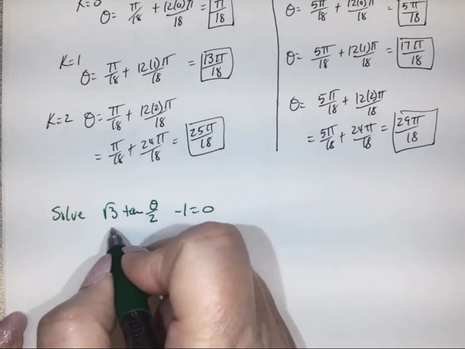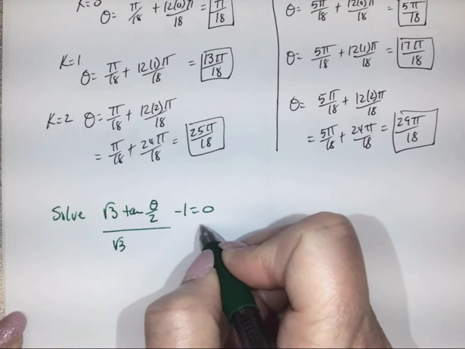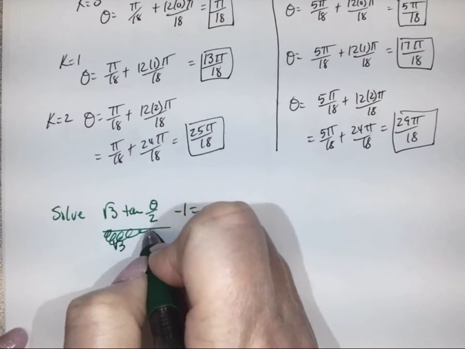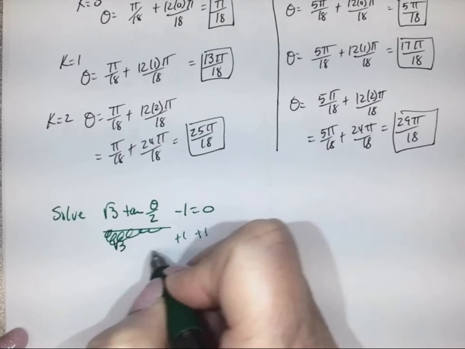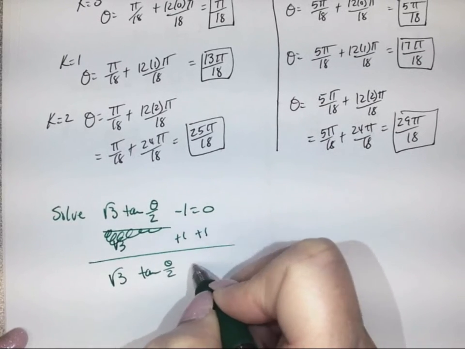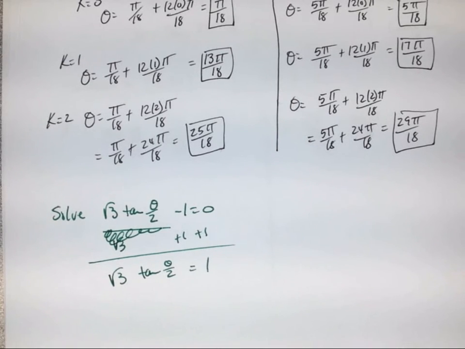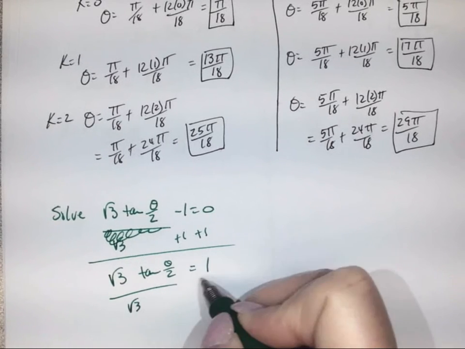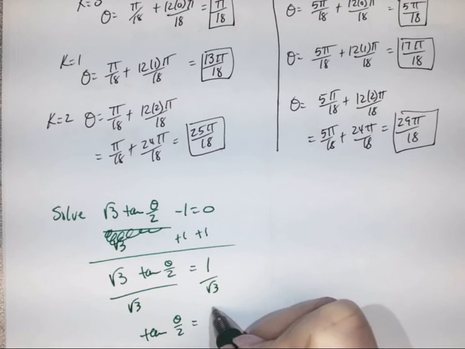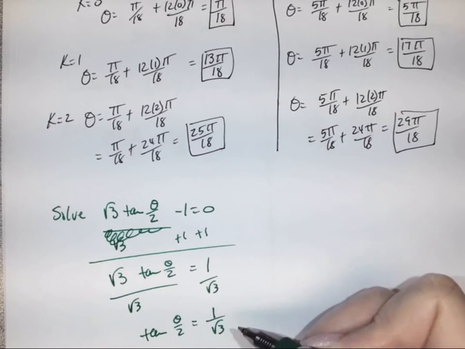I want to get that square root of 3 gone. Oh, I forgot to move the 1 first. I can tell my brain is getting tired. Let's add our 1 over first. So square root of 3 times tangent of theta divided by 2 is equal to 1. We're just using our algebra skills here. Divide by the square root of 3, so the tangent of theta divided by 2 equals 1 over the square root of 3.